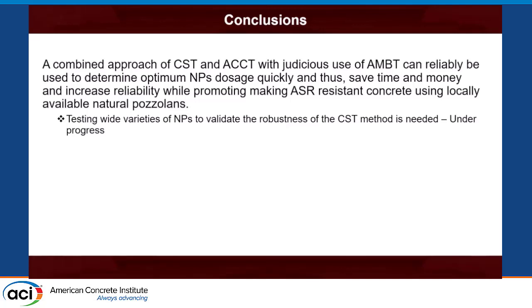This approach I implemented for TxDOT 5 years back. They are very happy with it, and I have been testing several of their SCM for the last 5 years. So my focus is using this approach to do SCM optimization, any kind of SCM, any ternary blend, binary blend, whatever you want, we can do it within 90 days max.